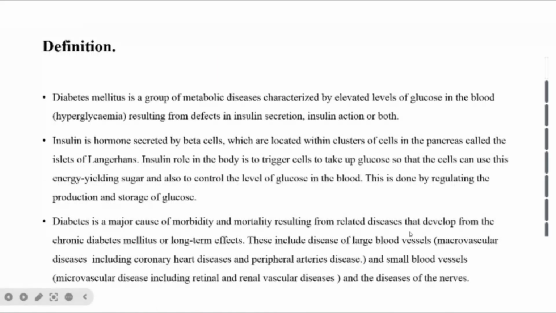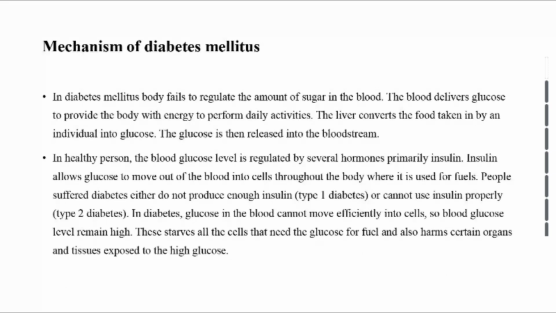So for the mechanism of diabetes mellitus, in diabetes mellitus the body fails to regulate the amount of sugar in the blood, and the blood delivers glucose to provide the body with energy to perform daily activities. The definition of blood is that it is a circulating tissue, and it has three main functions: transportation, regulation, and protection.